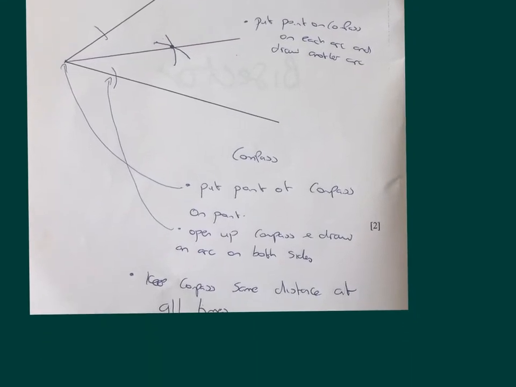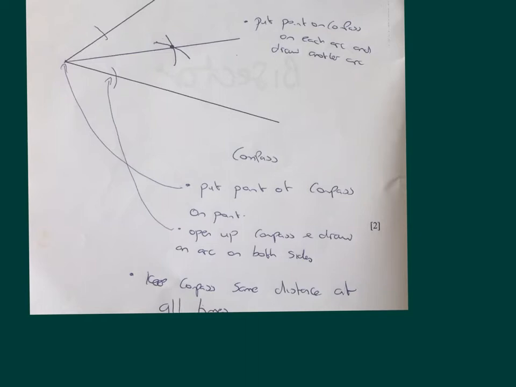Just to recap, put the point of the compass on this point here. Open up the compass about a third of the way and draw an arc on both sides, here and here. Do not change the width of the compass once it's set. Keep the compass the same distance at all times. Then put your point here and your arc will be drawn there. Put your point there and draw your arc round, and you'll find the 2 arcs will meet. Not necessarily where mine is, it might meet up here, and then draw your line straight across.